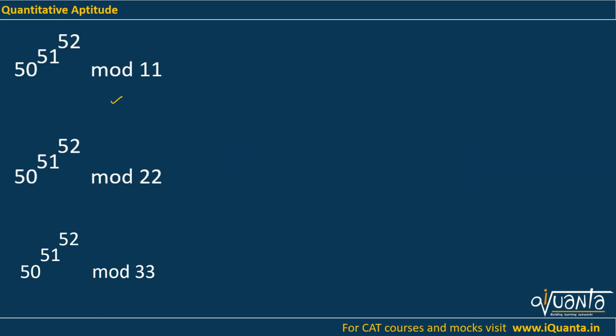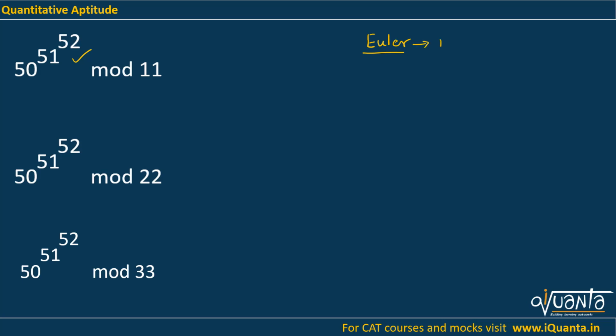This is the first question that we have: 50 to the power 51 to the power 52 mod 11. Mod simply means you have to find out the remainder when this particular number is divided by 11. Now whenever you see questions where a lot of powers are involved, huge powers are involved, you'll first think about the Euler theorem. So let us talk about the Euler remainder theorem first.